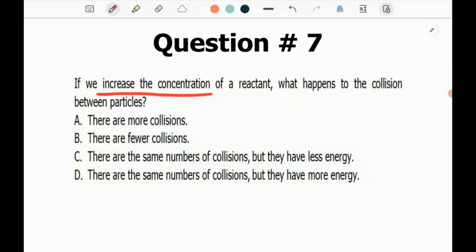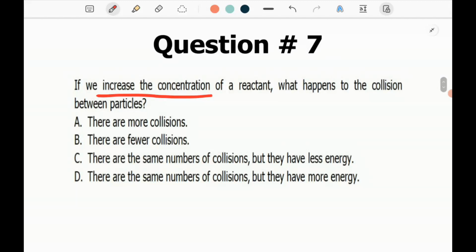That means if you were to increase the concentration of a reactant in a chemical reaction, what do you think happens to the collision between particles? A. There are more collisions. B. There are fewer collisions. C. There are the same numbers of collisions but they have less energy. And D. There are the same numbers of collisions but they have more energy.